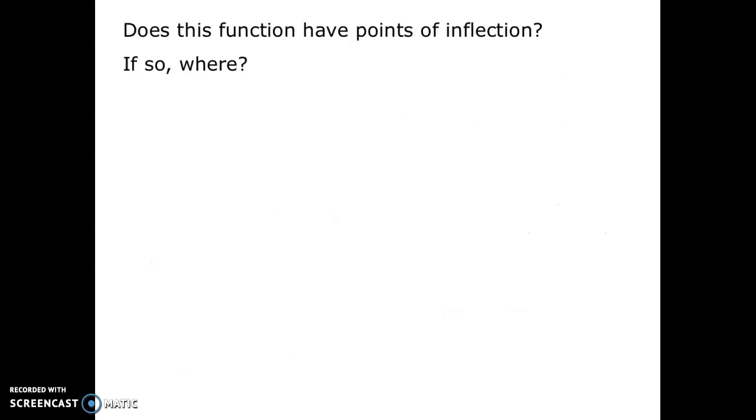Now in that last example, I should have really gone further and actually found the actual values of the curve, where I could take those values and put them back into the original function.